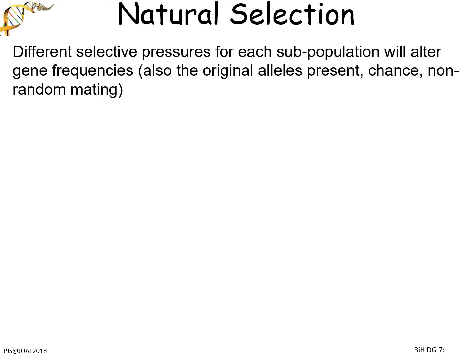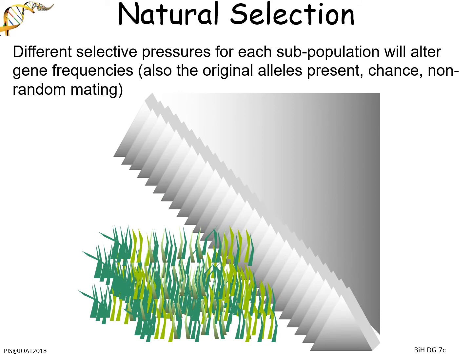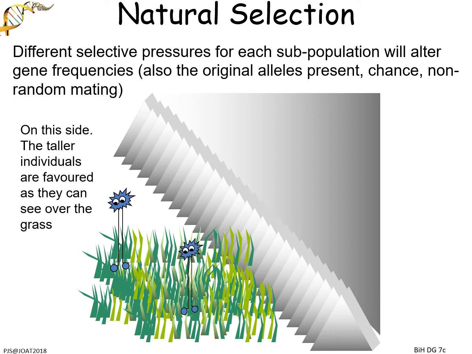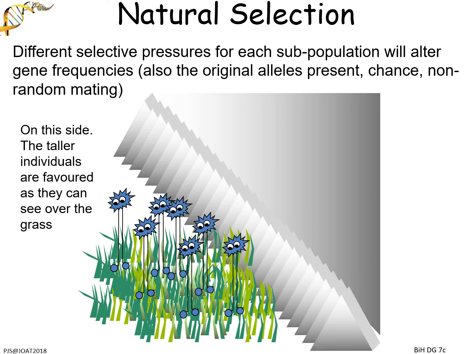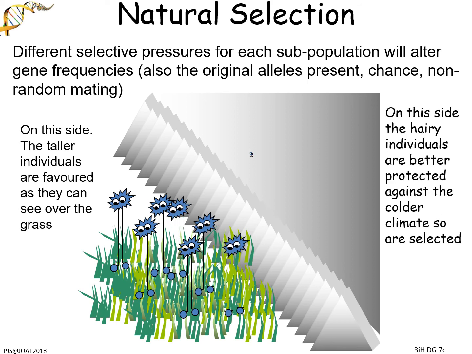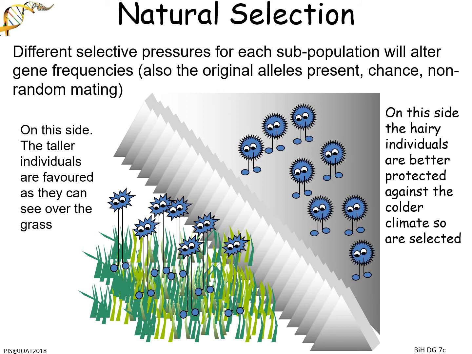Finally, we then need to have selection. Now the selection has to mean that you have different pressures on either side. So it has to be something which is not going to push for the same alleles to be selected. So what I'm saying on this side is, let's say that our tall individuals are favoured because they can see over the tall grass. Okay, and on this side, which is colder, it is the little short, hairy, fuzzy ones that are better prepared. Okay, so they will increase.